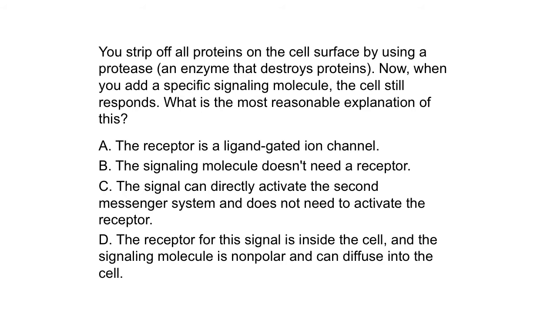A. The receptor is a ligand-gated ion channel. B. The signaling molecule does not need a receptor. C. The signal can directly activate the second messenger system and does not need to activate the receptor. Or D. The receptor for this signal is inside the cell and the signaling molecule is nonpolar and can diffuse into the cell. So please go to your brief account and try to answer this question.